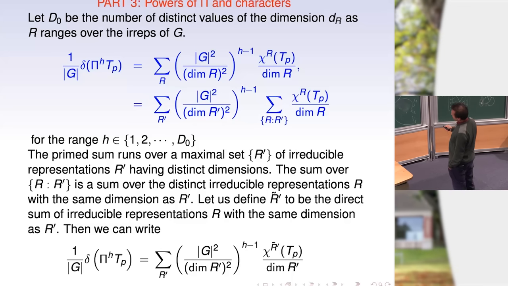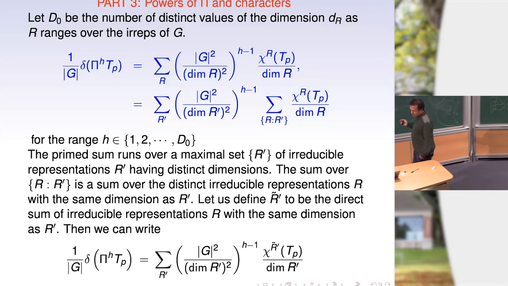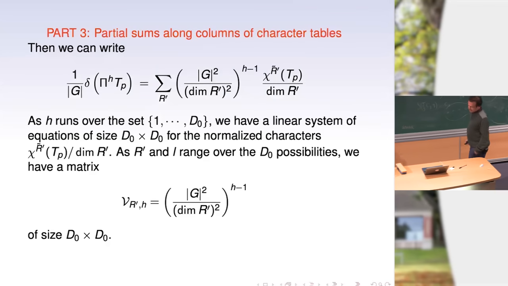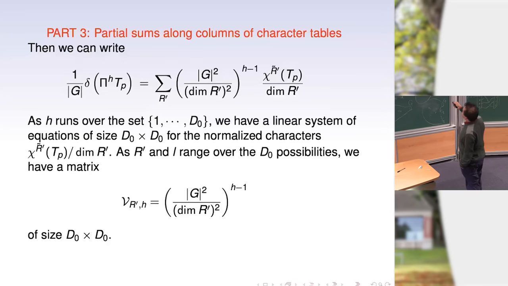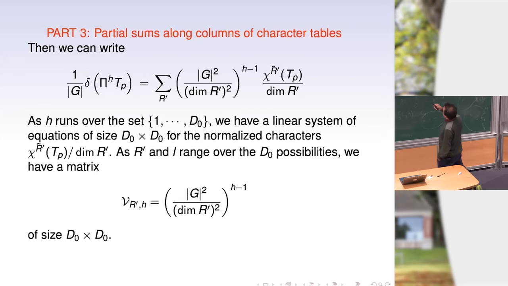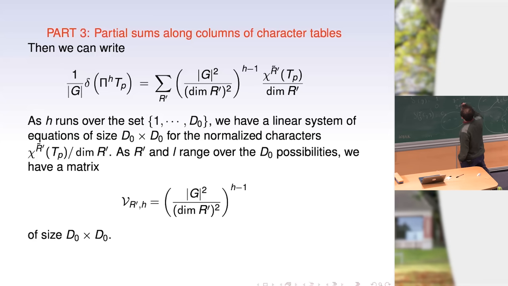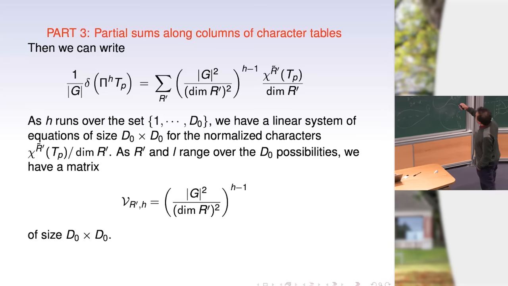Anyway, so now you have this kind of equation. This is combinatorial data, products of group elements and such. This is something of interest. And here you have these coefficients. So the way to look at this is to say that I have a vector labeled by H, a matrix labeled by R prime and H, and another vector labeled by R prime. And it is of interest to look at H from 1 to D0. So the number of R prime is also 1 to D0. It's the number of distinct dimensions. And so R prime by definition goes over this number of different values. So we take H to also go over that number of distinct values. So as a result, this will be a square matrix.